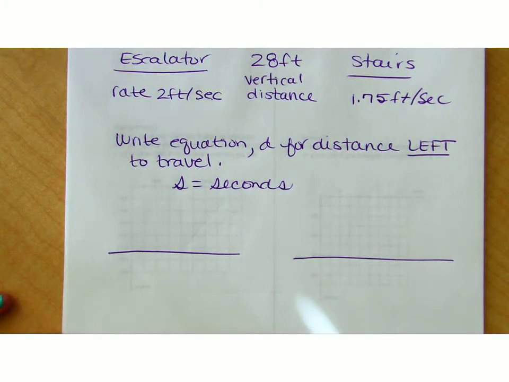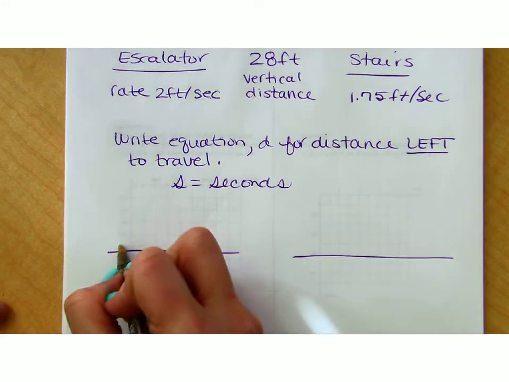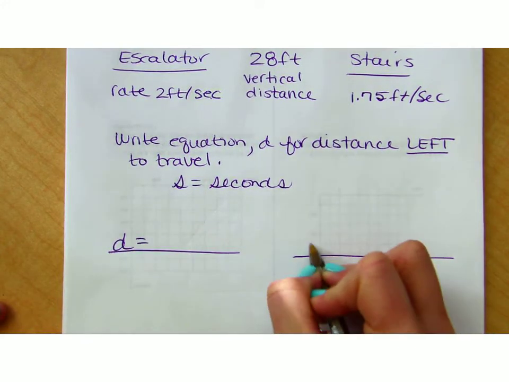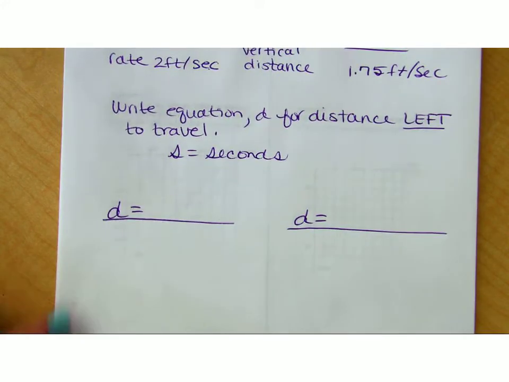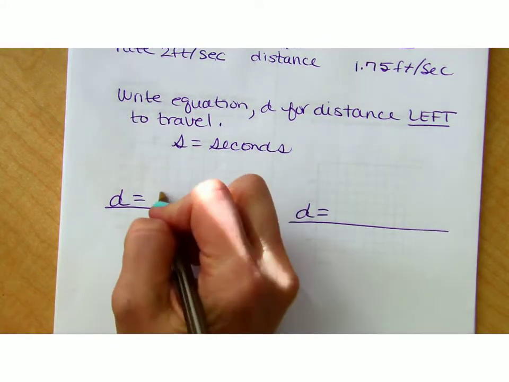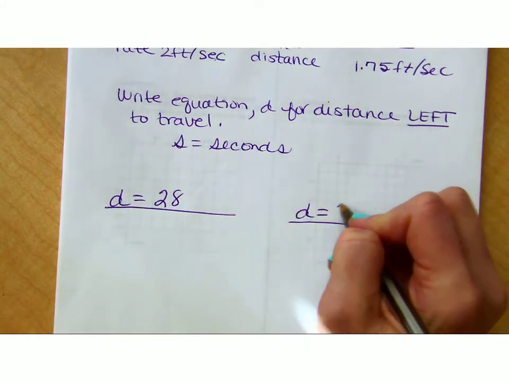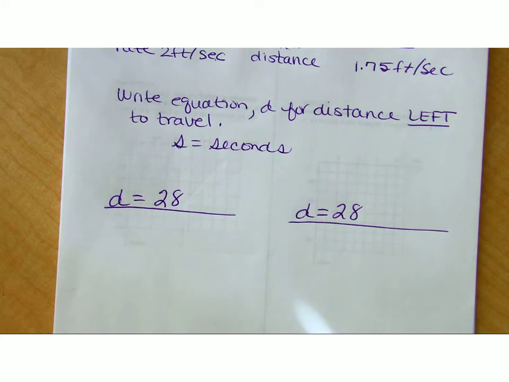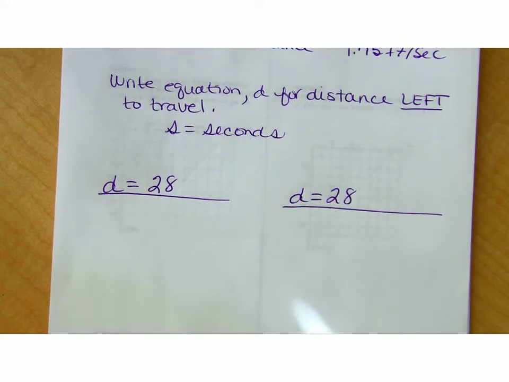So let's think about this. They're both going to start out with distance. Your total distance that you have left, before your foot takes off for that first step, whether it's the escalator or the stairs, how many feet do you have left to travel? 28. So here's what some people like to do. They like to put the starting value first. Usually, where do we see it? At the end. I'll show you both ways.